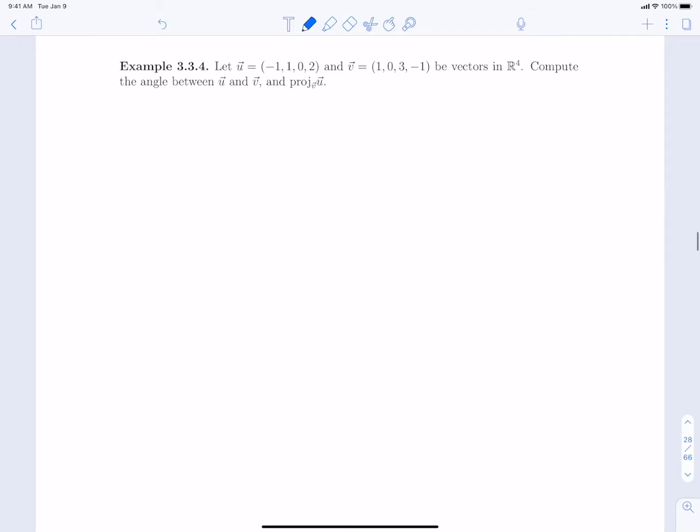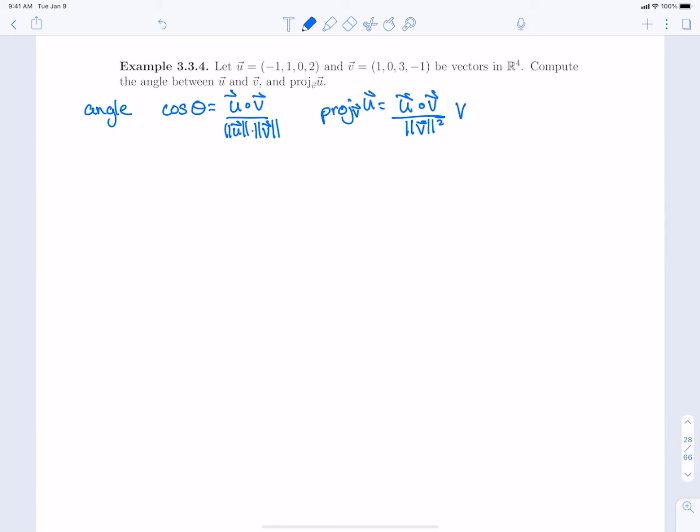Here we have vectors that are in R4, and we're asked to compute the angle between them and the projection. So we're going to need both, so I could write here angle. Cos theta will equal u dot v over the magnitude of u times the magnitude of v, and the projection of u on v will also be u dot v over the magnitude of v squared times v.